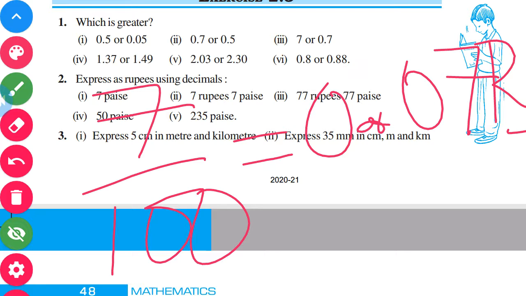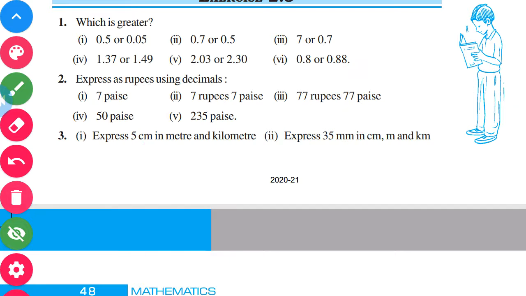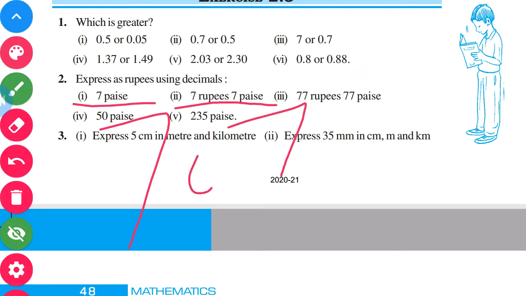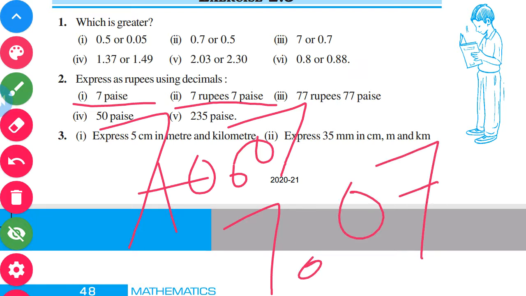Now suppose I want to go for one more example, 7 rupees 7 paisa. So 7 rupees, I'm not going to disturb anything, children, you keep it as it is. 7 paisa already we know, we have seen in the first example, it is 0.07. We're going to add it now. So 7 plus 0.07 is nothing but 7.07. This is what you're going to convert in rupees.